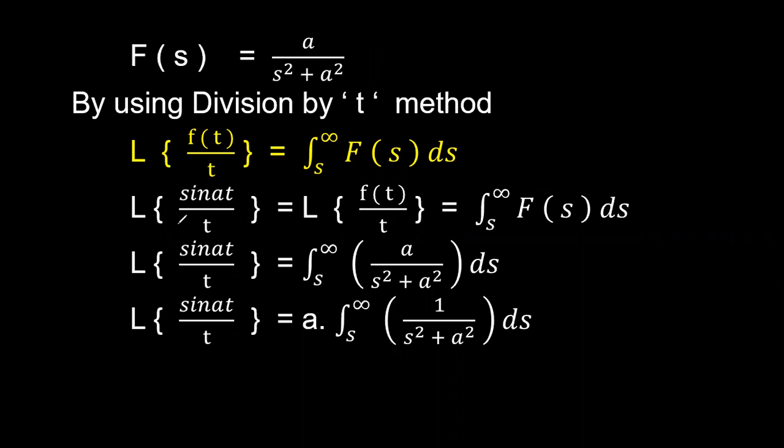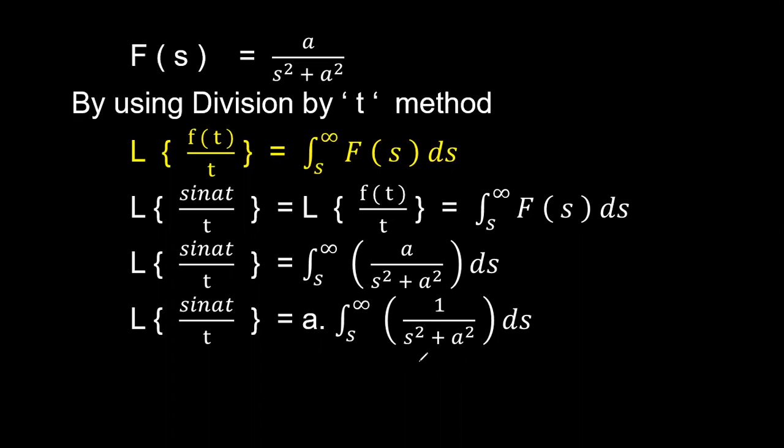The Laplace transform of sin(at) by t is equal to the Laplace transform of f(t) by t, which is equal to the integration from s tends to infinity of F(s) ds. What is F(s)? a by s square plus a square. I have substituted that in place of F(s), and now this entire function is integrated from s tends to infinity. Here a is a constant which can be taken outside: a into the integration from s tends to infinity of 1 by s square plus a square.